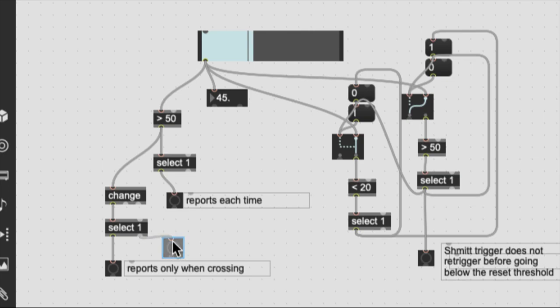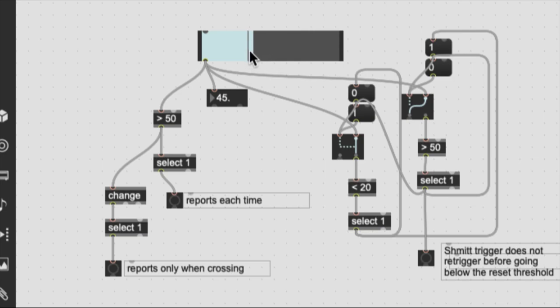Okay, so that's your basic thresholding, and then on the right hand side here what I have is a slightly more complex thresholding system, which is what we call a Schmitt trigger. A Schmitt trigger is a thresholding system which has two boundary values, and typically you have to cross one boundary value in order to trigger. That's called a trigger threshold. And then you have to cross another boundary value in order to reset the system, which is our reset threshold.